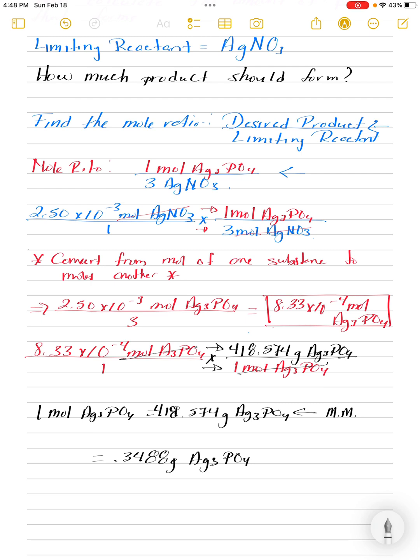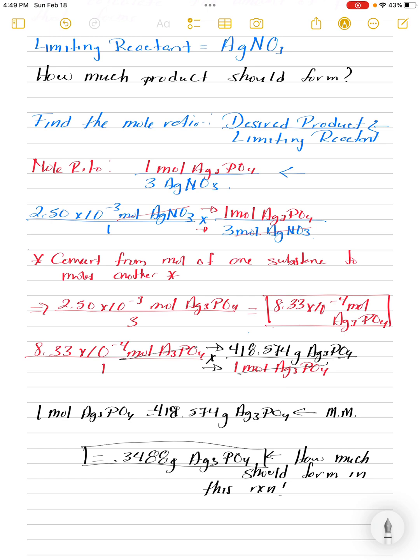Okay, and there it is. So in this reaction, with the amount of reactants that we had, we should produce 0.3488 grams of silver phosphate. This is how much should form in this reaction. Okay? Okay, guys, that's it for this video.